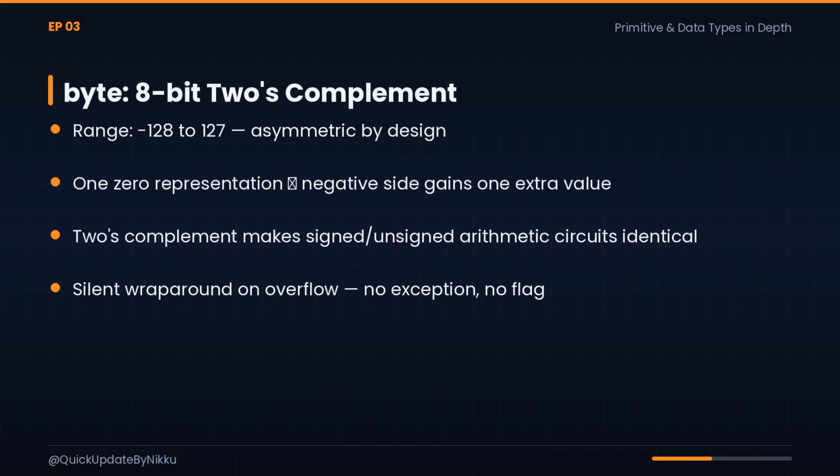That asymmetry exists because 2's complement encodes exactly 1 zero, so the 256 available bit patterns split into 128 negative and 128 non-negative. The JVM chose 2's complement because addition, subtraction, and multiplication work identically at the bit level whether the value is treated as signed or unsigned. Only division and comparison differ, which enormously simplifies hardware.